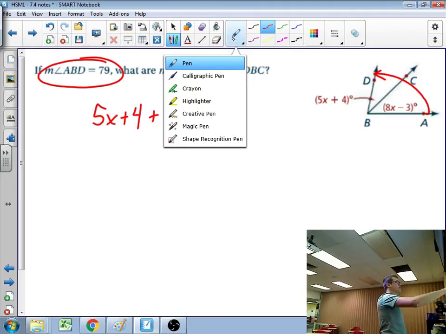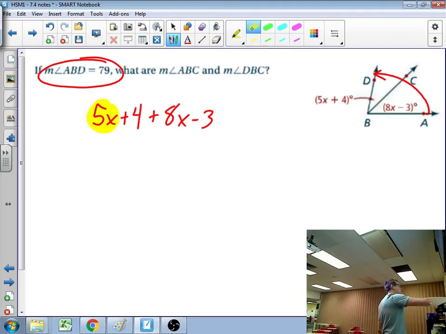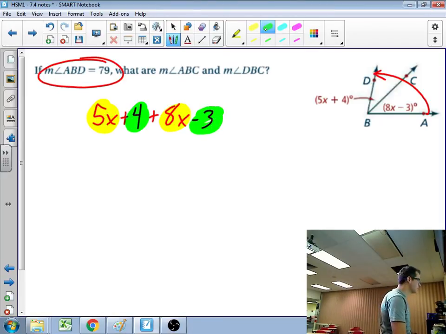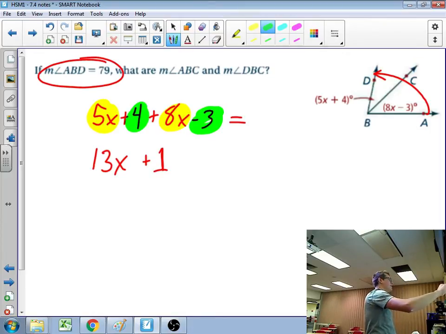So again, when I look for like terms, I add variable terms, and I look at constant terms, watching out for any sign that's in front of it. So my 5x and my 8x give 13x. My 4 and my minus 3 give me a plus 1. And I know that these together are equal to 79 degrees.